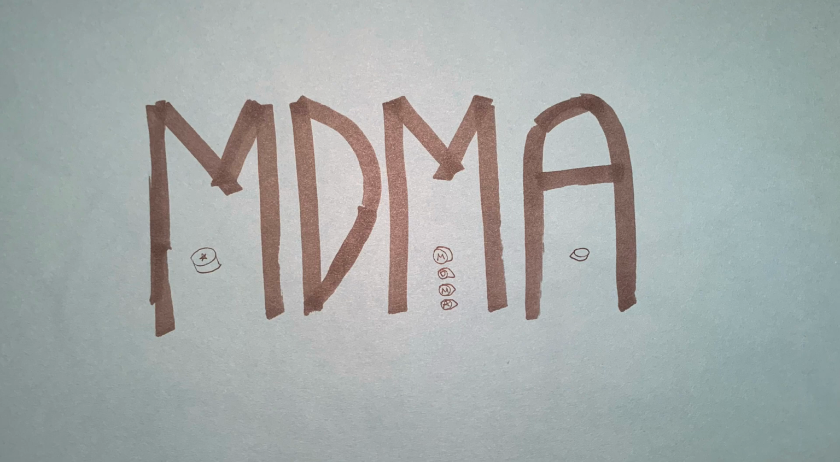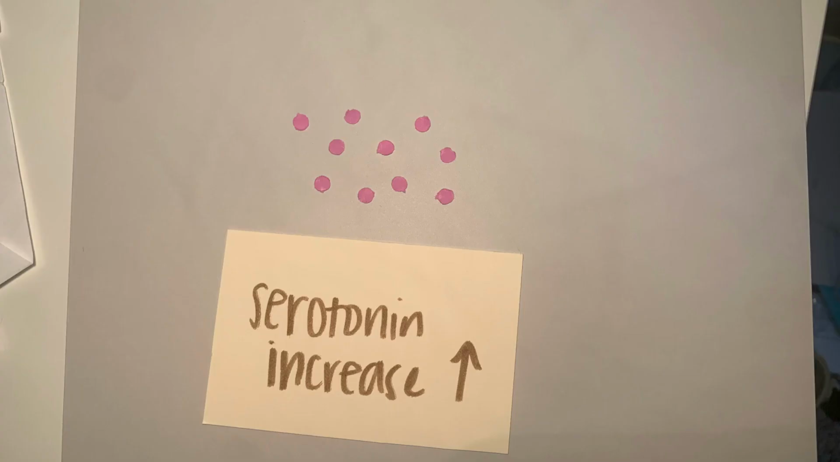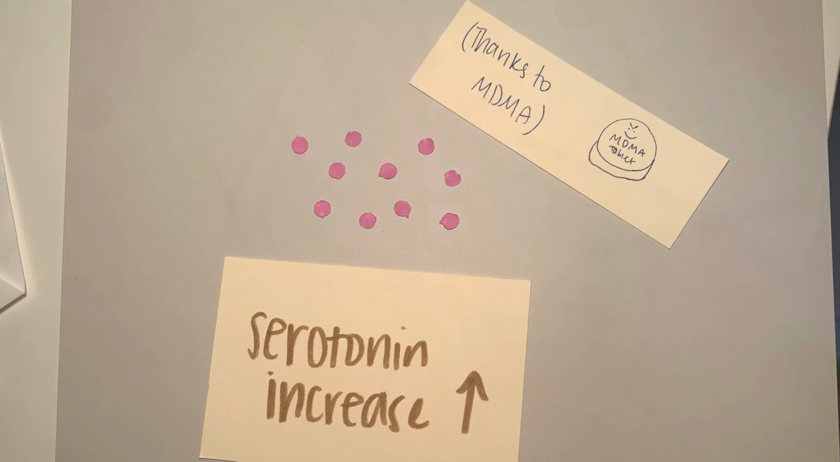Now let's talk about what happens when MDMA or ecstasy is introduced. When the drug MDMA, or methylenedioxymethamphetamine, is ingested, it increases the levels of serotonin in the synaptic cleft by doing two things: blocking the reuptake and enhancing the release.